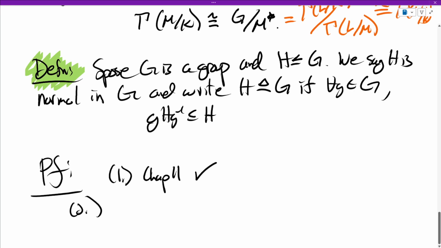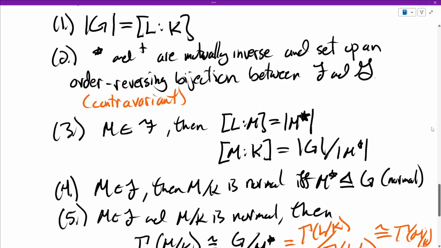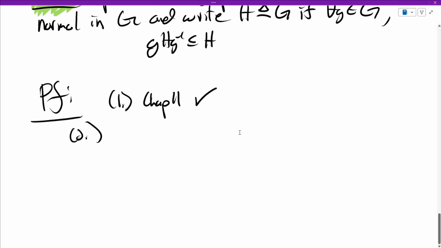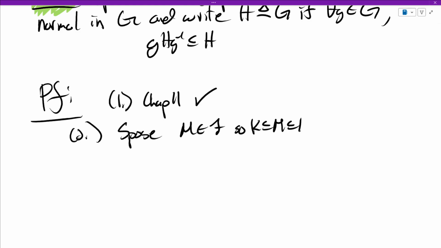All right, 2. Star and dagger are mutually inverse and set up an order reversing bijection between F and G. It's contravariant. Okay, so let's go ahead and prove that. So let's suppose that M is in F. Okay, so it's a field that sits in between K and L.